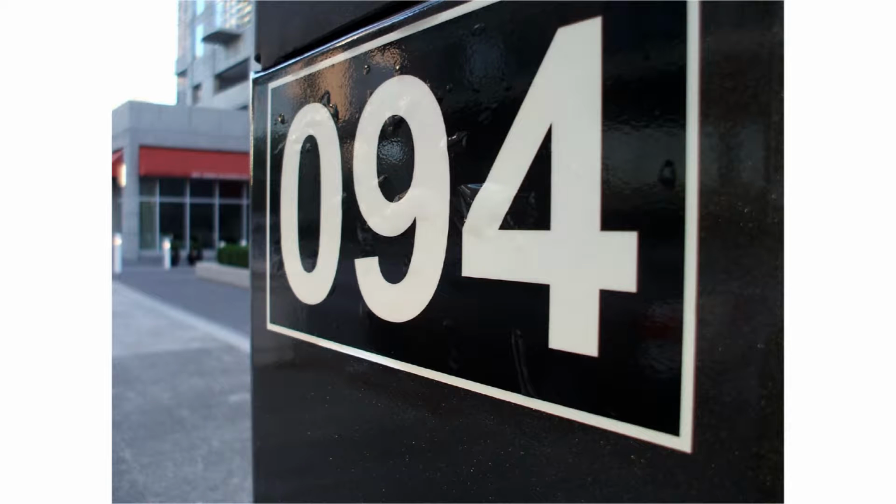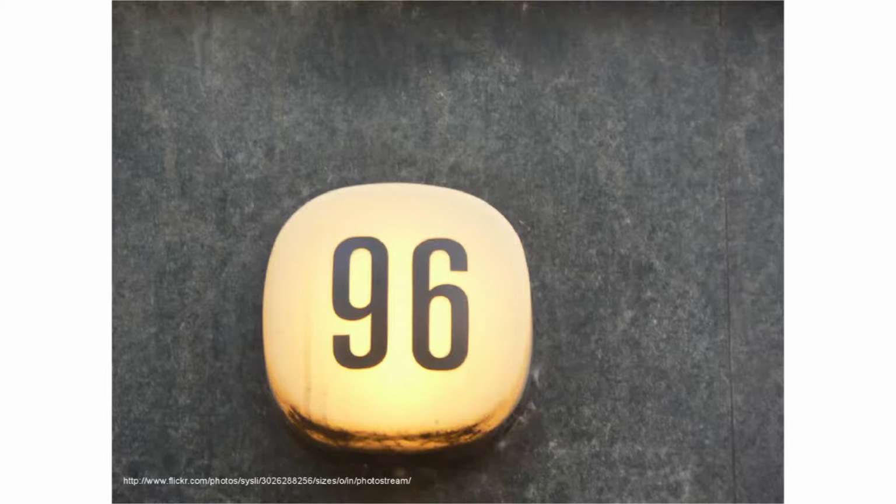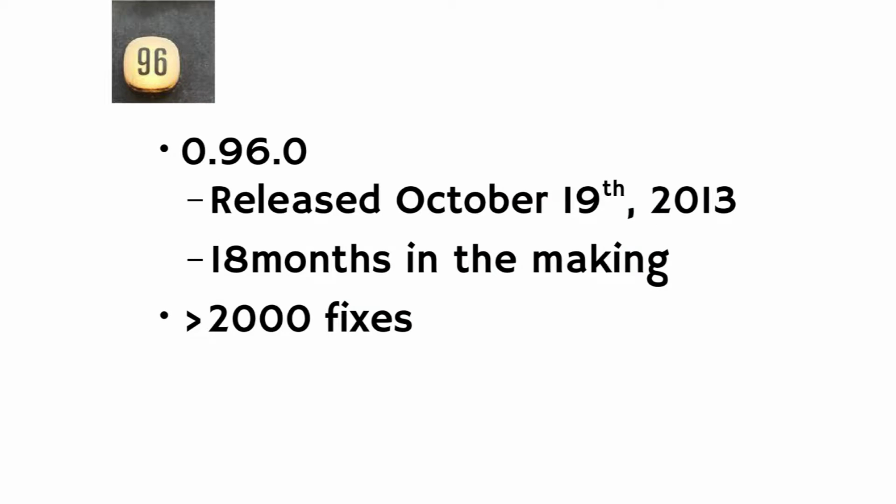HBase today: we've been running on release 0.94 for quite a while. It's been released about every month, and each one gets more performant and more stable. We're on release 13, so that's more than a year of 0.94. The reason we've been so long on one version is because this one took a long time to come out. It was just released in October. It was about 18 months in the making, with more than 2,000 fixes in it.